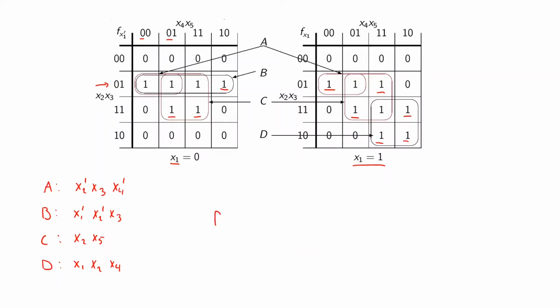So we can write our function f as A or B or C or D, which can be written as x2 prime x3 x4 prime, or x1 prime x2 prime x3, or x2 x5, or x1 x2 x4. So this is the expression on disjunctive form for our Boolean function f.